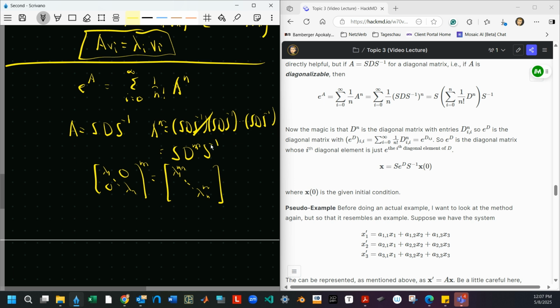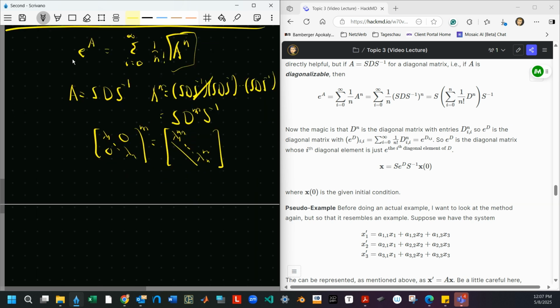So taking the power of a diagonal matrix is really easy. Taking the power of an arbitrary matrix is really hard, right? I mean, it gets very complicated, huge numbers, and all sorts of problems. But taking the power of a diagonal matrix is trivial. You just take the power of the diagonal entries. So that's the magic here.